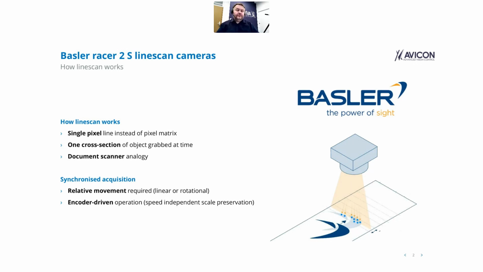So we need to introduce a relative movement between camera and object, whether it be the camera moving or the object moving. This is up to the application, and the application also determines if we want to scan in a linear way, so moving right and left, or in a rotational way. So we can scan by rotating the object around some axis and have an unrevolved image, so to say.